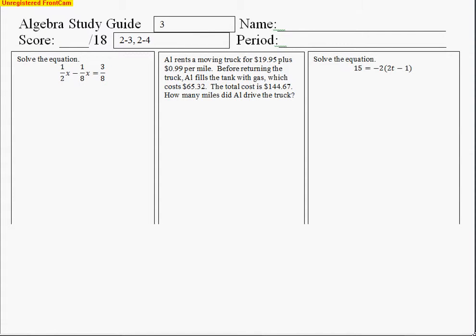These are the solutions to the study guide for Algebra Quiz 3. So let's take a look at our first problem here, and it says to solve the equation. And we have a bunch of fractions in the problem.